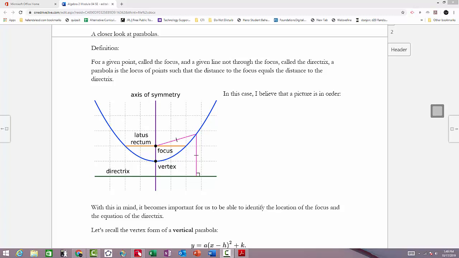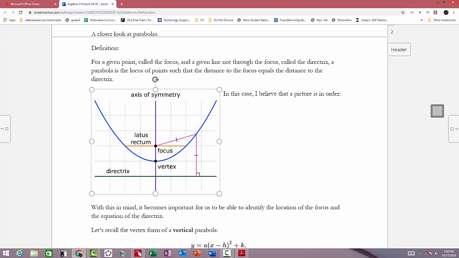Anyhow, guys, the definition of a parabola. We're going to get the strict mathematical definition of a parabola going first. For a given point called the focus, and a given line not through the focus called the directrix, a parabola is the locus, which means collection, the collection of points such that the distance to the focus equals the distance to the directrix.